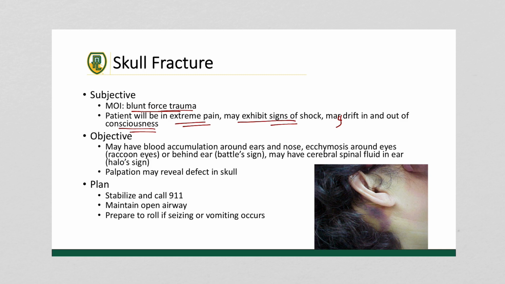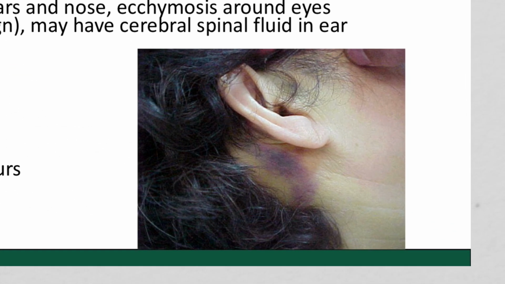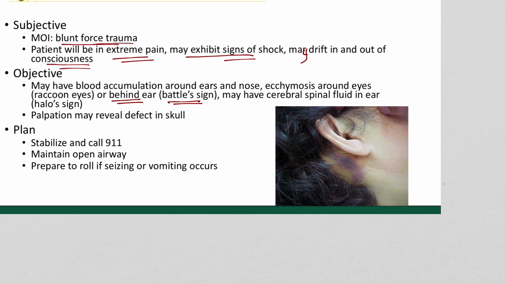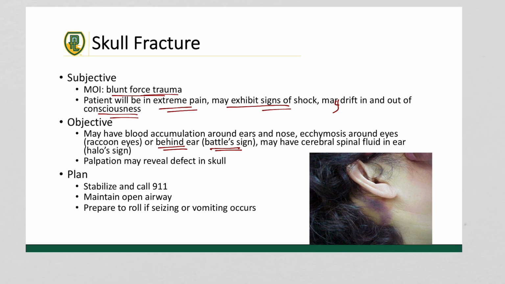In terms of objective, one of the things that you want to look for is a thing called a battle sign. So you want to look behind the ear, and you can see that in this image here. I'll blow it up really quick. You want to look for battle sign, which is pretty much like an ecchymosis that lives just posterior to the actual ear itself. So that's one thing that we want to look for. The other thing we want to look for is ecchymosis around the eye orbits, right? So that is independent of any blunt force trauma to the anterior aspect of the face.